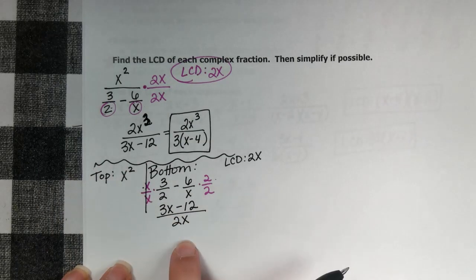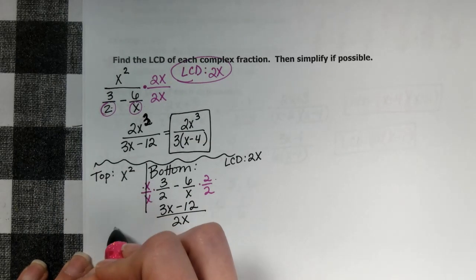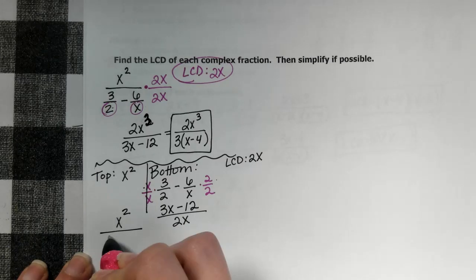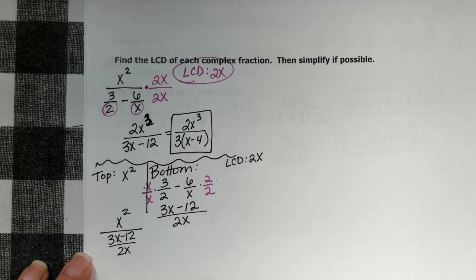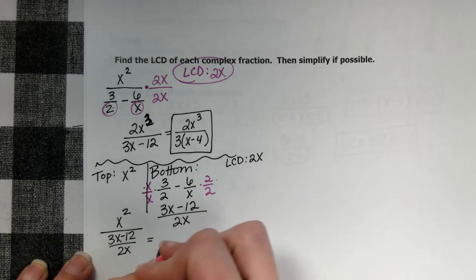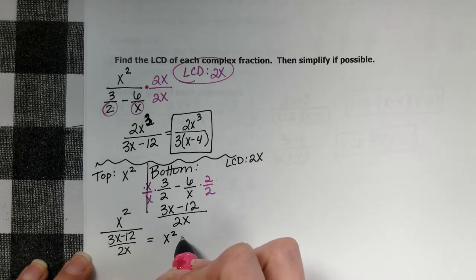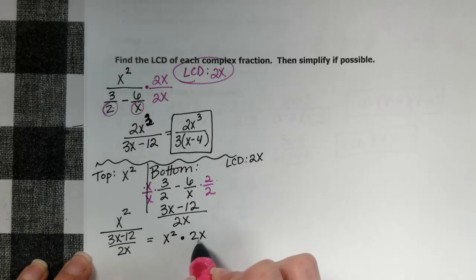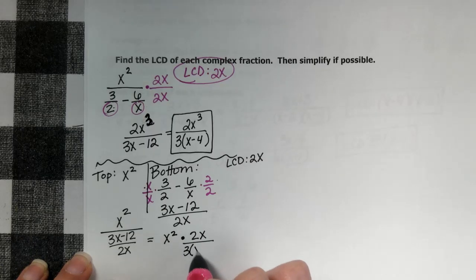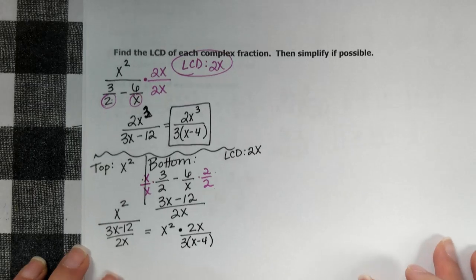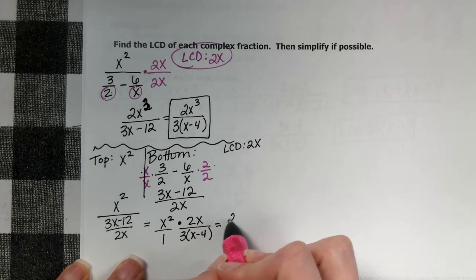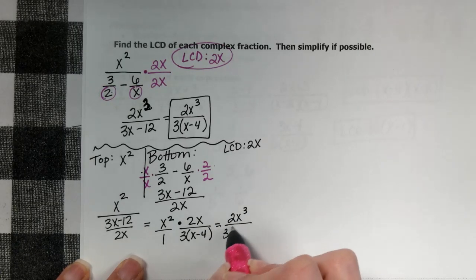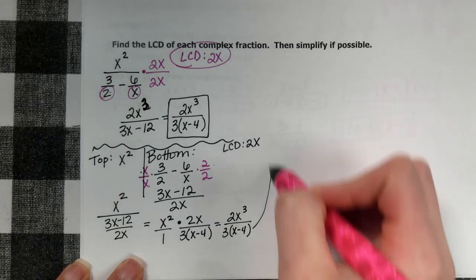So I've got my top and I've got my bottom. So I need to put it back together. So when I put it back together, I have x squared divided by 3x minus 12 over 2x. Well, we know when we divide, we multiply by the reciprocal. We're doing keep, change, flip. So I keep my x squared. I change division to multiplication. And I flip 2x over. I'm going to go ahead and factor that, 3 times x minus 4. When I multiply that, that gives me my 2x cubed over 3 times x minus 4, which is what I got up here.